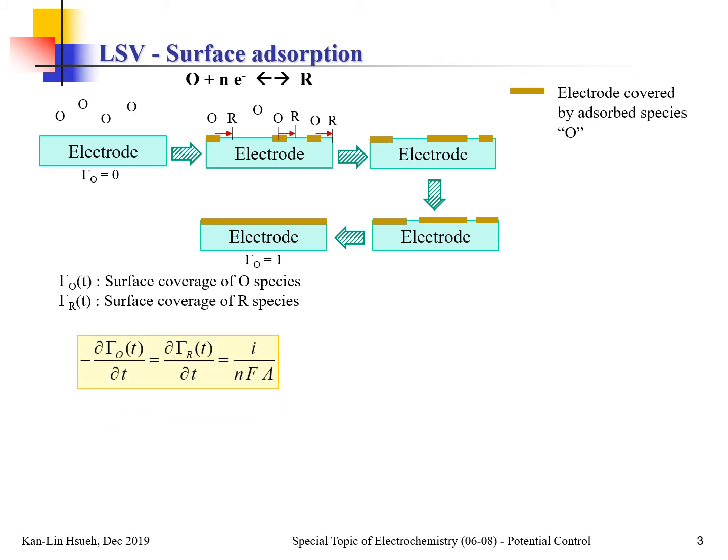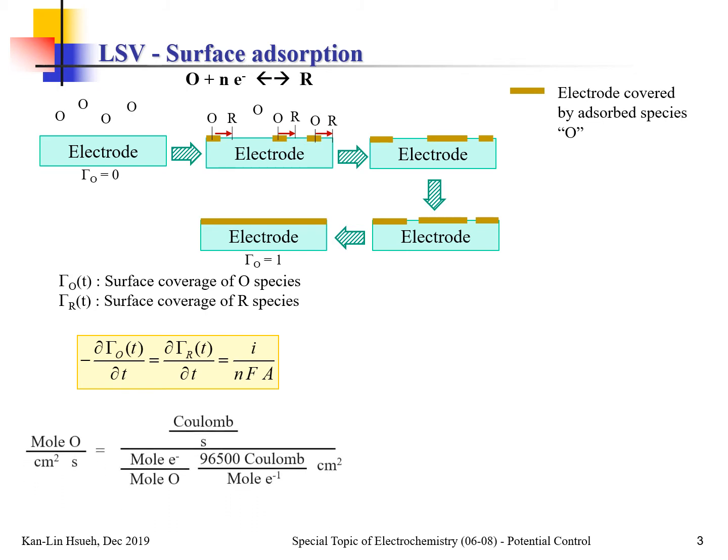So then we can make a material balance at the electrode surface. Gamma O, as a function of time, keeps changing as we scan the electric potential from one location to the other, and the species keep adsorbing. So the current detected is from the adsorption of the O species and its reduction into R. And then the R species adsorbed on the surface might be released, dissolved from the surface.